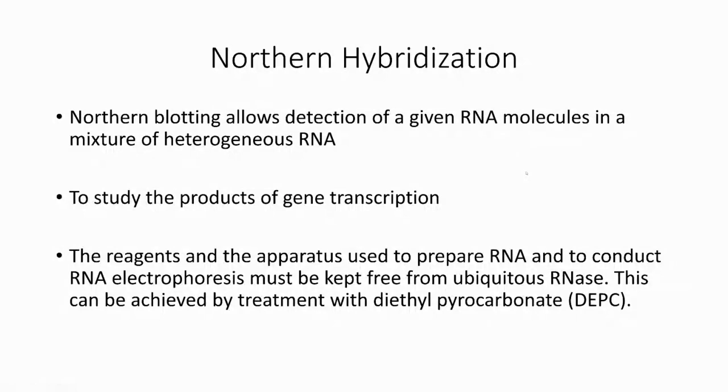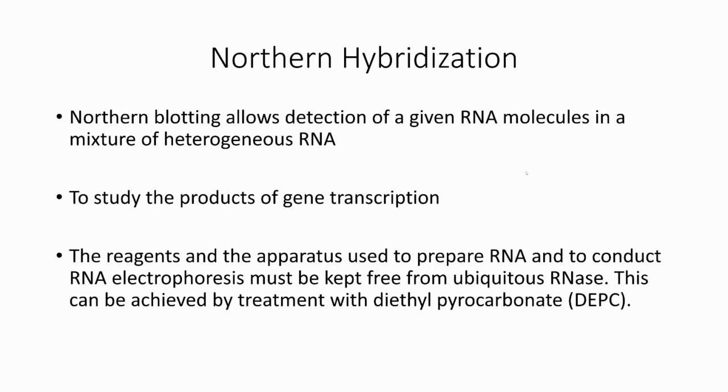And the Northern hybridization, basically, is similar to the Southern hybridization. The only difference is that in Northern hybridization, you run RNA instead of DNA. Also during this process, you have to add formaldehyde to the gel so that you can prevent the reformation of secondary structure of the RNA.